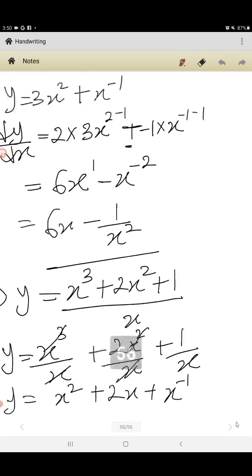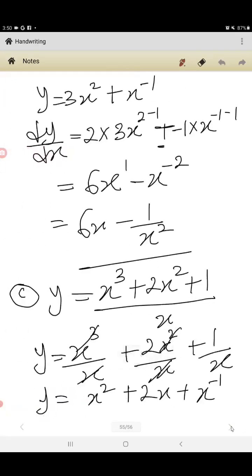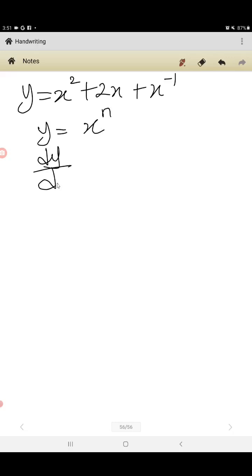So let's rewrite the question to have x squared plus 2x plus x to the power minus 1. That is how it is. So we now apply the general formula. Let's also do a revision about the general formula. Maybe you just came across this video in the middle part: if y is x raised to the power n, meaning that you differentiate y with respect to x, it gives you nx to the n minus 1. So this is what we are trying to apply.